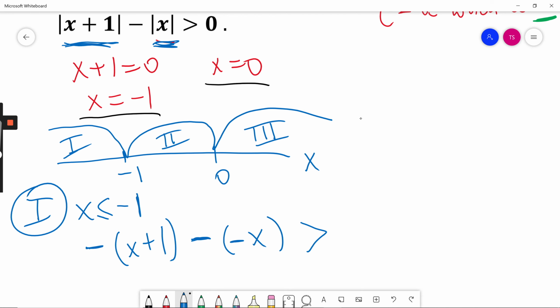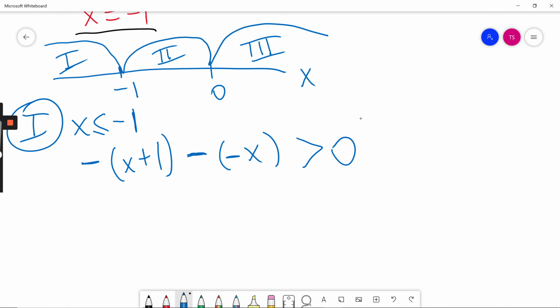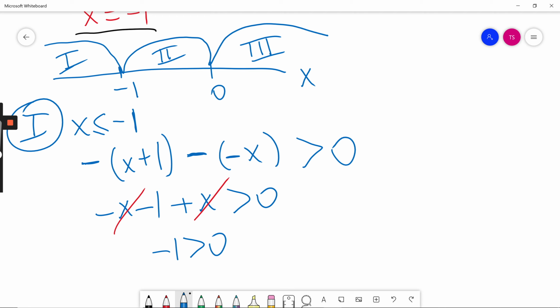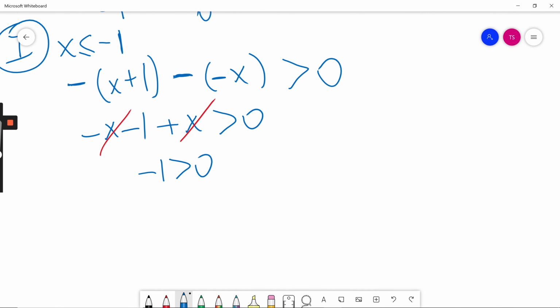And this has to be more than 0 because of the inequality. So this will be negative x minus 1 plus 1 more than 0. So that's minus x plus x is 0, and I have minus 1 is more than 0. We don't have x's, and negative 1 is never more than 0, so I can write x belongs to the empty set in interval 1, so we have no solutions in interval 1.